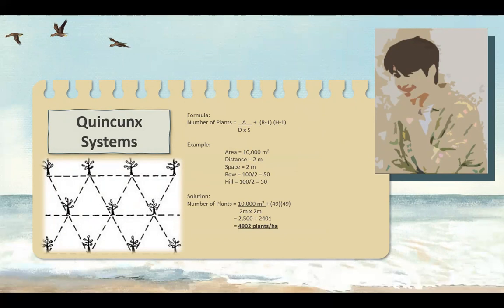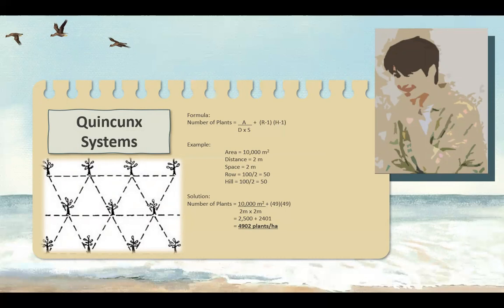Our distance is 2 meters and the space is 2 meters. Row is 100 divided by 2, which is 50, and hill is 100 divided by 2, which is 50. So row and hill are constant. For the solution, the number of plants is equal to our area, 10,000 square meters, divided by the distance and space, 2 meters by 2 meters, plus the row, which is 50 minus 1, so that is 49, and the hill is 50 minus 1, that is 49. So simplify.